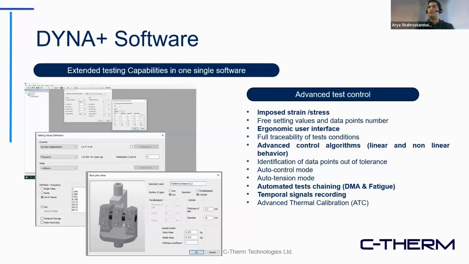As you can see, for example, here, controlling the setting up of the test for the deformation mode. All those nonlinear deformation, all the test parameters, everything is controlled within one software. And also, you can have full access to the raw data using, again, the same software.